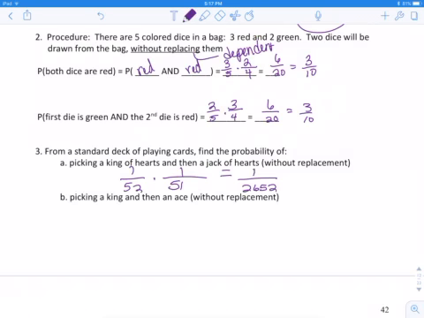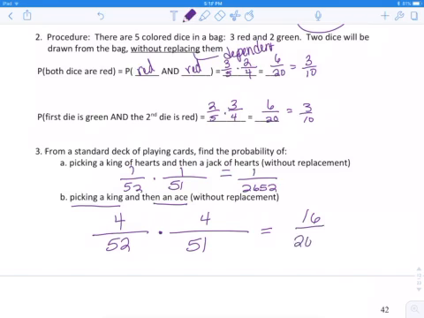The next one says picking a king and then an ace without replacement. First picking a king, there would be 52 cards in the deck, and there'd be 4 chances to get a king. Now we're going to assume that we've pulled a king out. There are only 51 cards left, and we want to know the probability of getting an ace. There'd still be 4 aces left. Multiplying this, we'd get 16 over 2652, which reduces to 4 over 663.